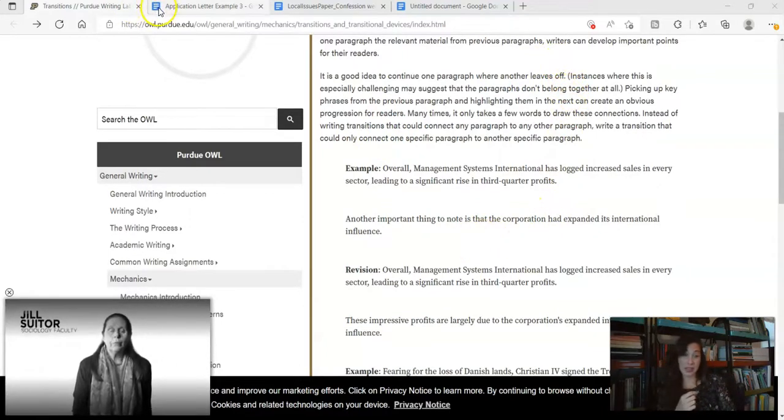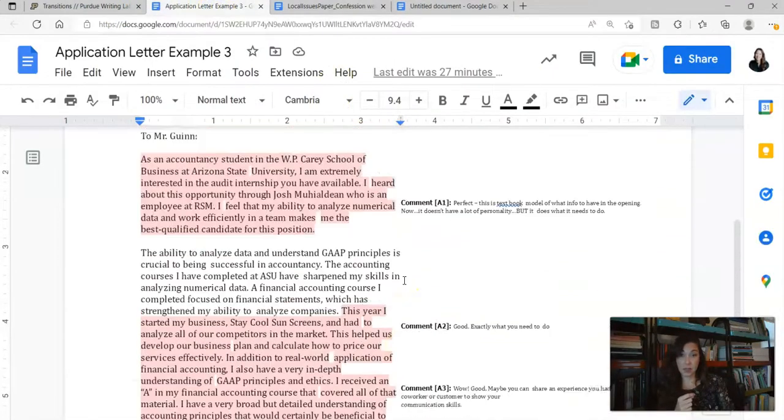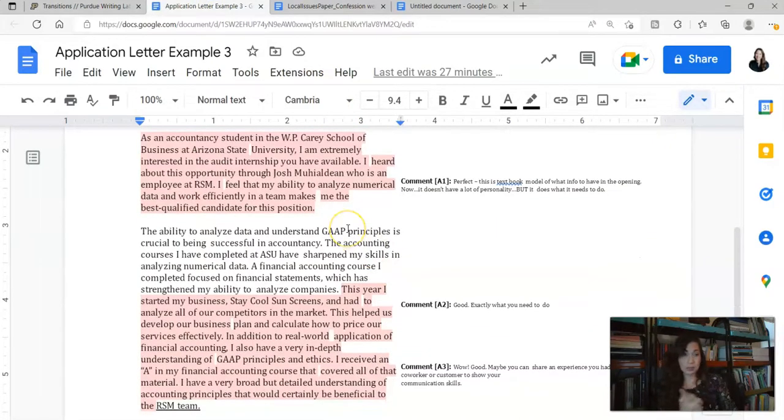But first, we're going to look at some examples of some good transitions from a piece of business writing, and this is a cover letter from a student. Okay, so they're applying for a job, and they're talking about in their first paragraph the skills that they have. Okay, I feel like my ability to analyze numerical data and work in a team makes me the best qualified candidate for this position. So the ending idea is I've got these two really great skills. So it makes sense to the audience that they're going to start off by talking about one of those skills.